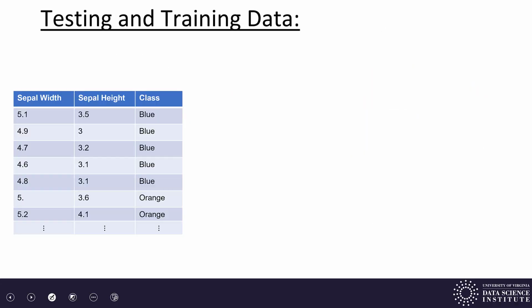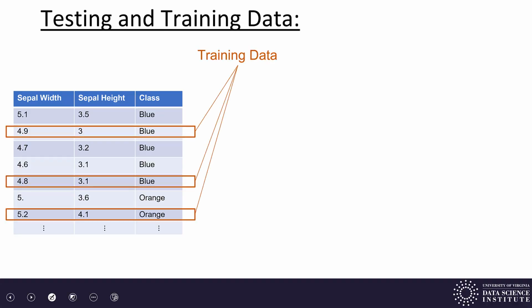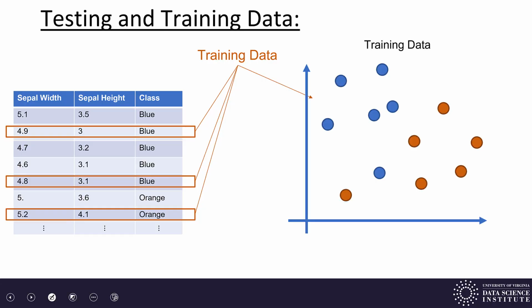Now, when we're doing validation, we're testing our algorithm. We actually don't want to test it on the same data that's been used to build that algorithm or to train that algorithm. So what we do is we create what's called testing and training data. And so what we do is we take our data set, which is represented over here on the left-hand side. This is mimicking a data set with a number of rows, and supposing there's two different classes, which we're calling blue and orange. And we pull out some random sample of that data, and that's going to be our training data. So we're going to use it to train our model.